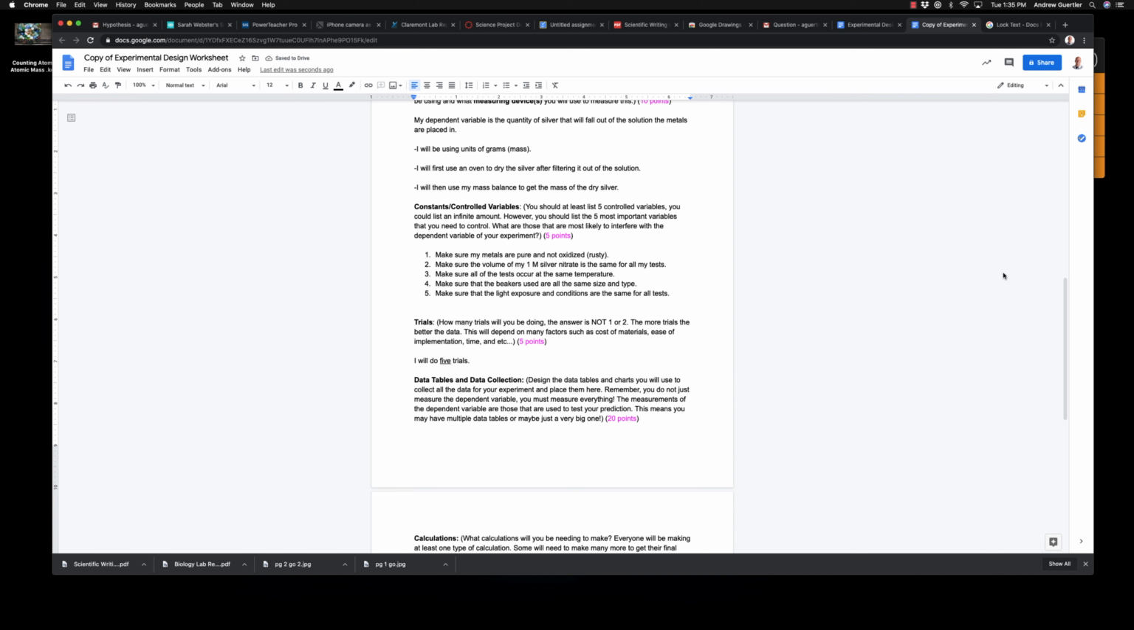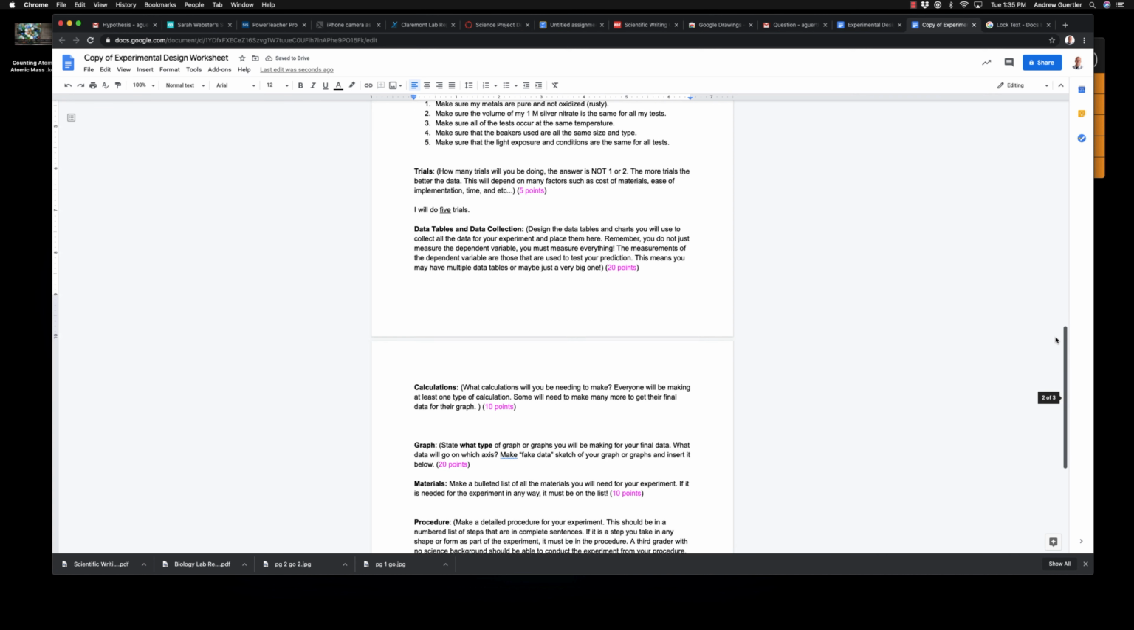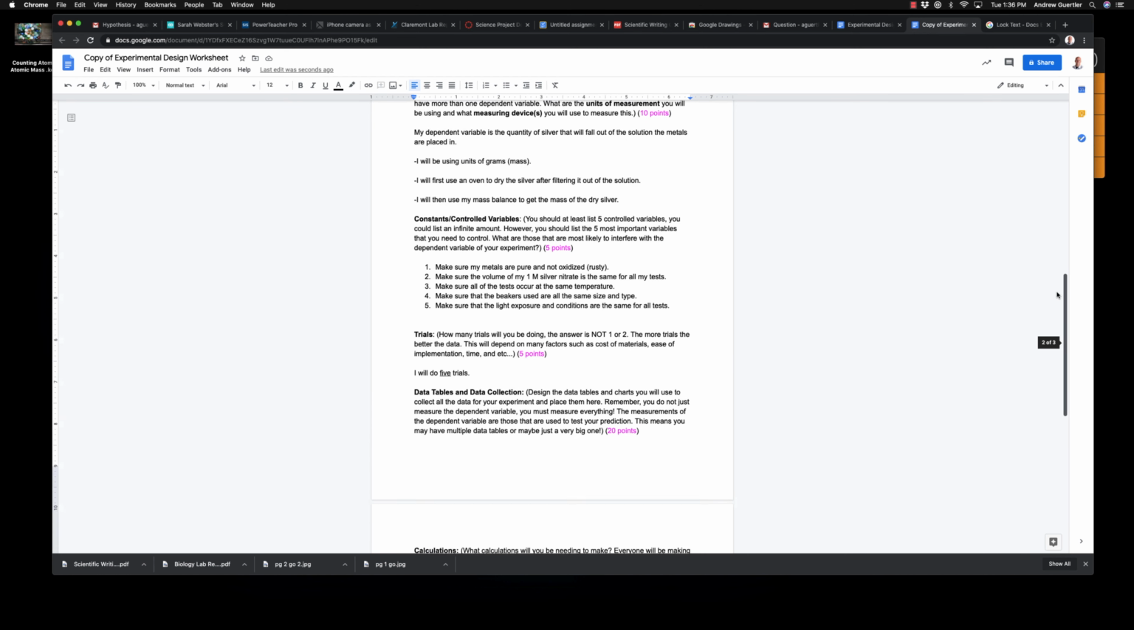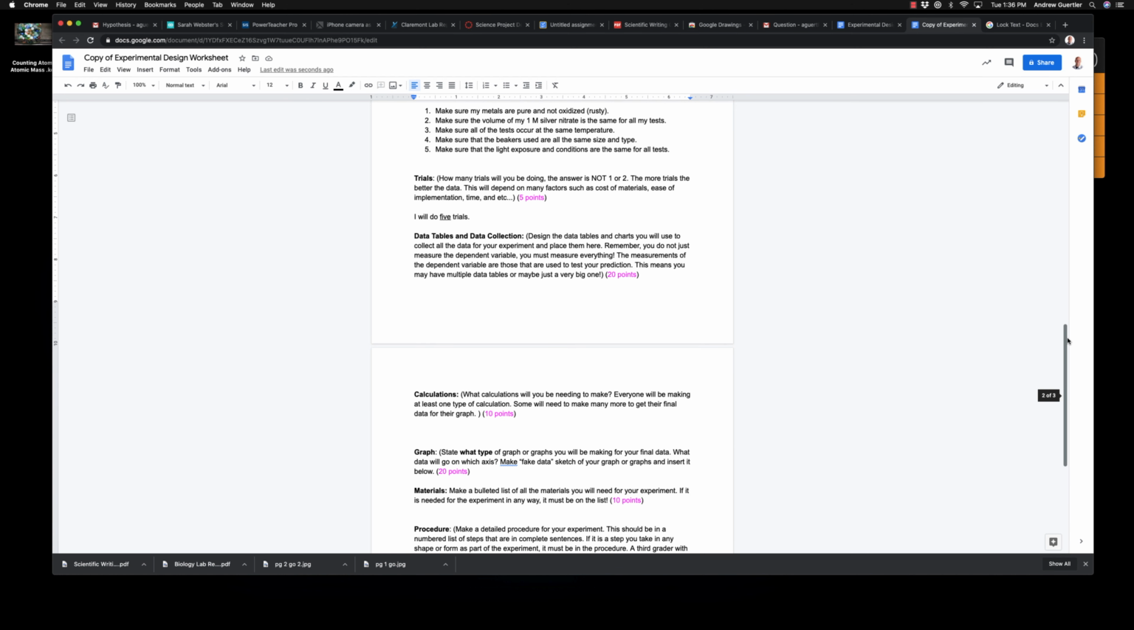Data tables, okay? 20 points. This is a big one, okay? You need to spend some time on this because this is super important. Your data is the keystone of your experiment. If you don't collect good data, your whole experiment falls apart. So you want to be collecting good data.